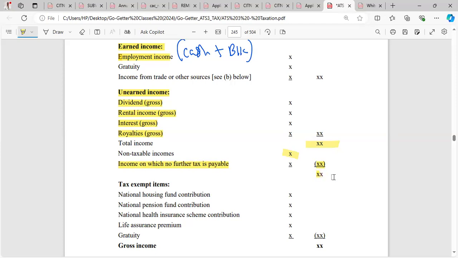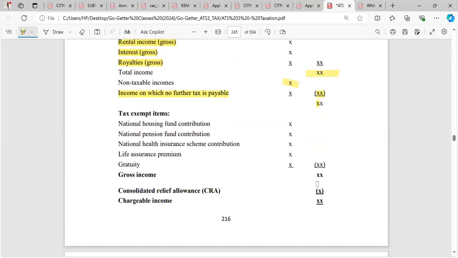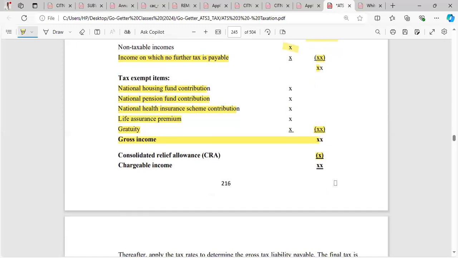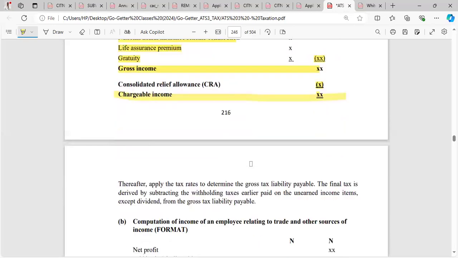What you have here is still a subtotal, because you don't call it gross income yet. Then you bring your tax exempt items, which are your national housing fund, your national health insurance scheme, your pension fund, your life assurance premium, and your gratuity. You bring them all here and deduct them from this, and this is where you now get your gross income. So at this point, you have your gross income. You now calculate your CRA. After you calculate your CRA, you have your chargeable income. It is this chargeable income that is subjected to tax.